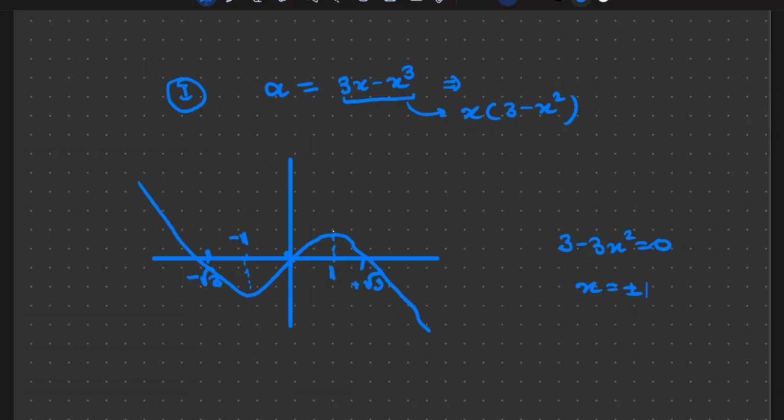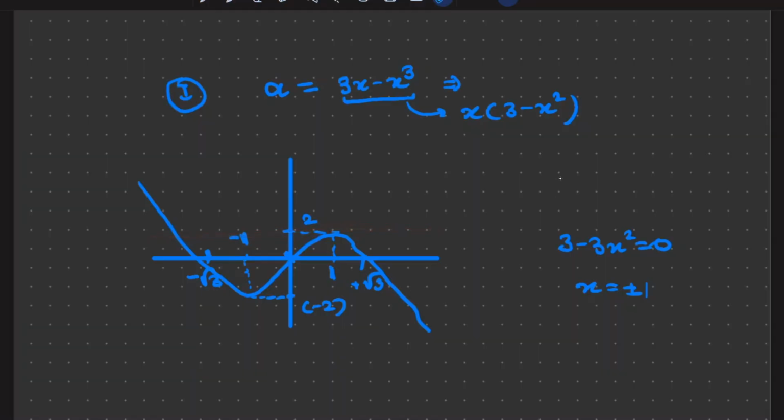Let us find the value of this function at these 2 points. At x is equal to 1, the value of this function is 2, and since it is an odd function, at x is equal to minus 1, the value has to be minus 2. Now let us see what this represents: y is equal to a, and y is equal to 3x minus x cube, right? So y is equal to a represents a straight line, since a is a constant quantity, and more than that, it is an integer. So we are going to draw a straight line and see how many points it intersects.